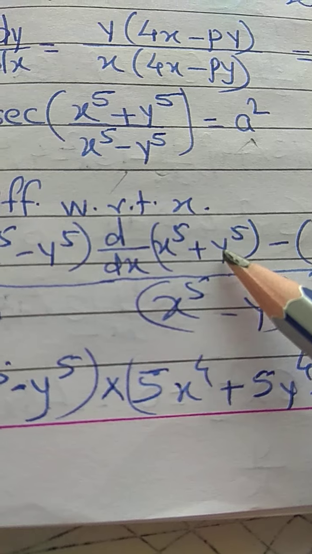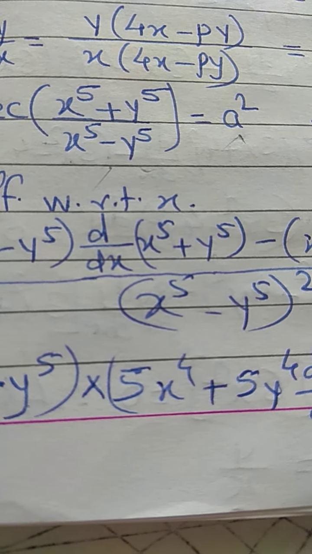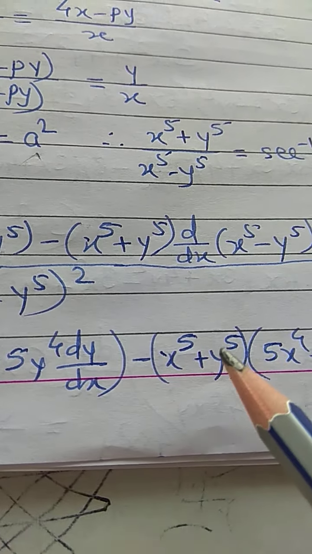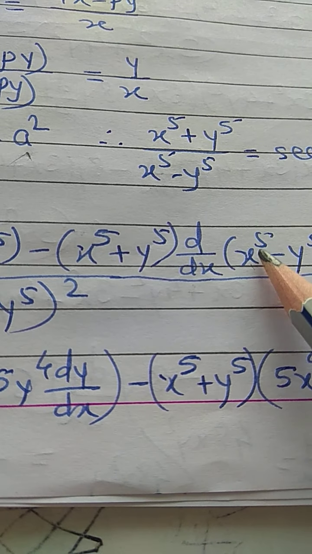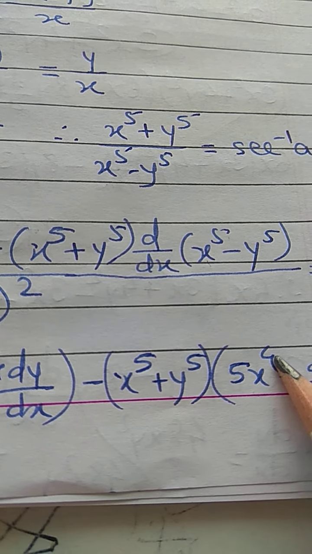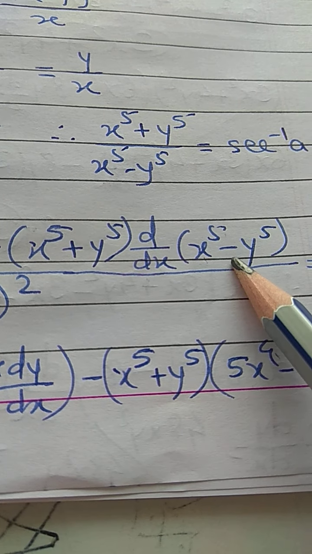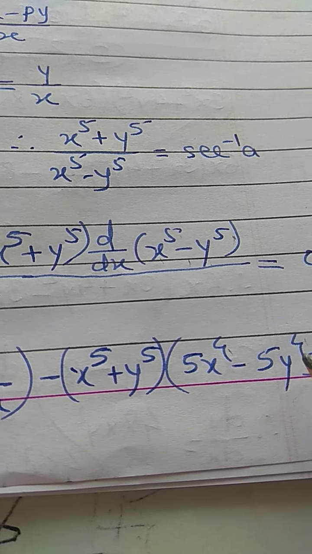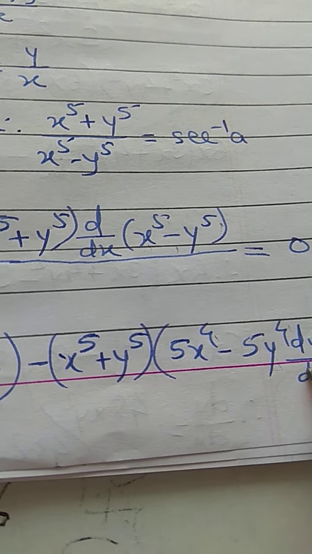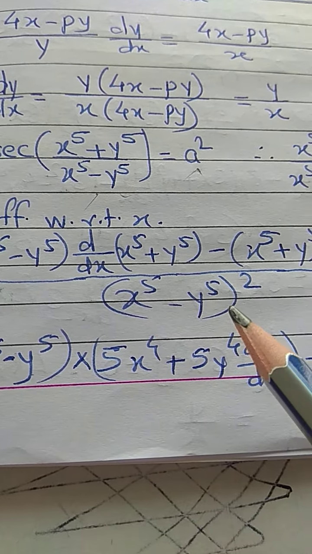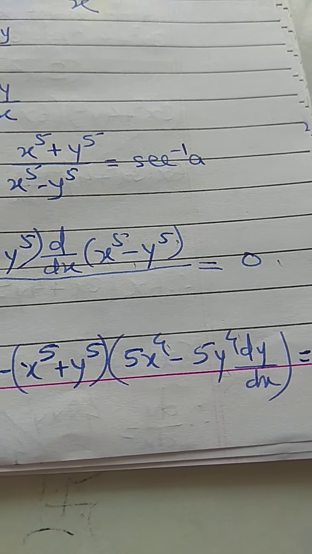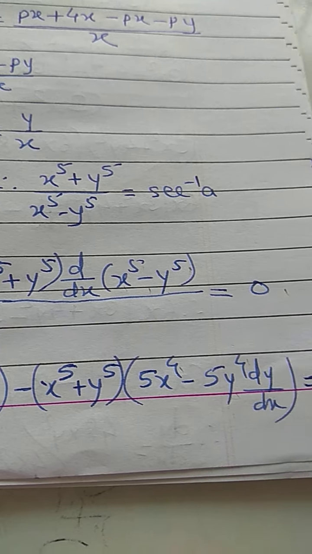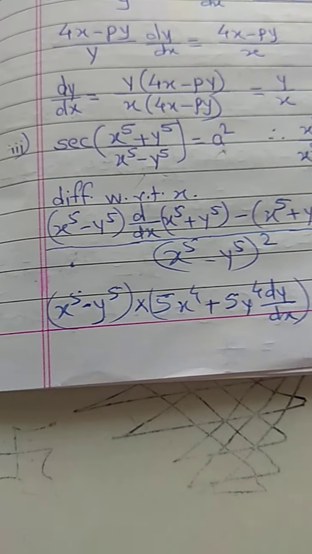As we are differentiating with respect to x, derivative of y is dy by dx, minus this bracket as it is, into derivative of x raised to 5 is 5x raised to 4, minus derivative of y raised to 5 is 5y raised to 4 into derivative of this y is dy by dx. This denominator will go to that side and will get multiplied with this 0. It will become 0 then.